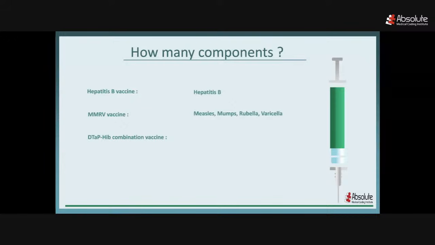Yes, there are four of them: diphtheria, tetanus, pertussis, plus there is an HIB as well, right? So you have one more component in addition to the DTaP, which would be HIB. So there are four components in DTaP-HIB.